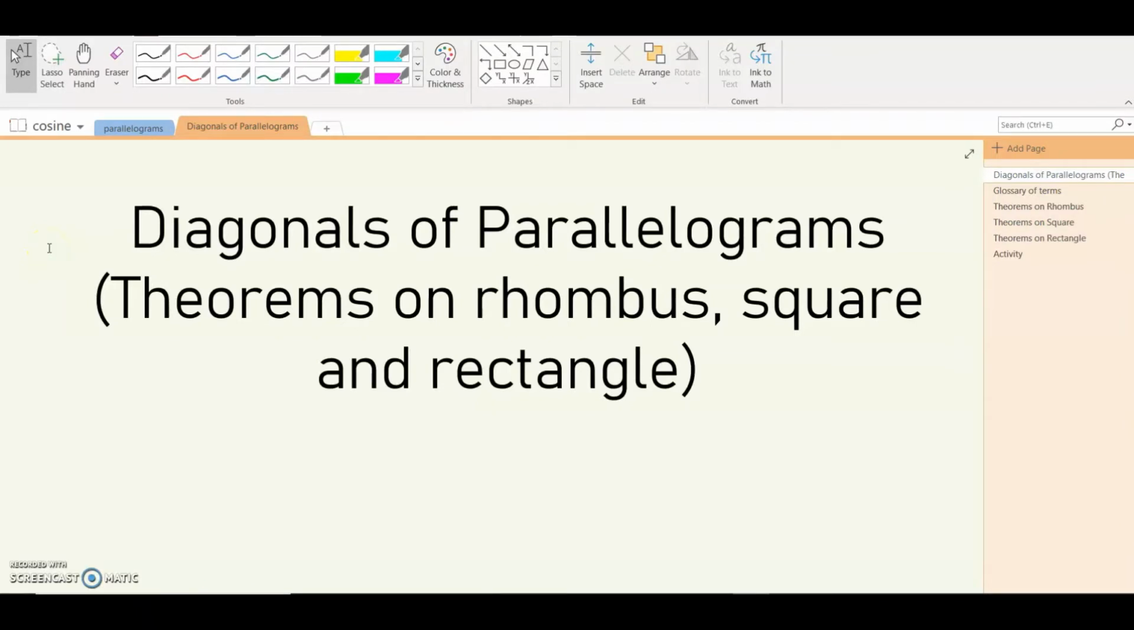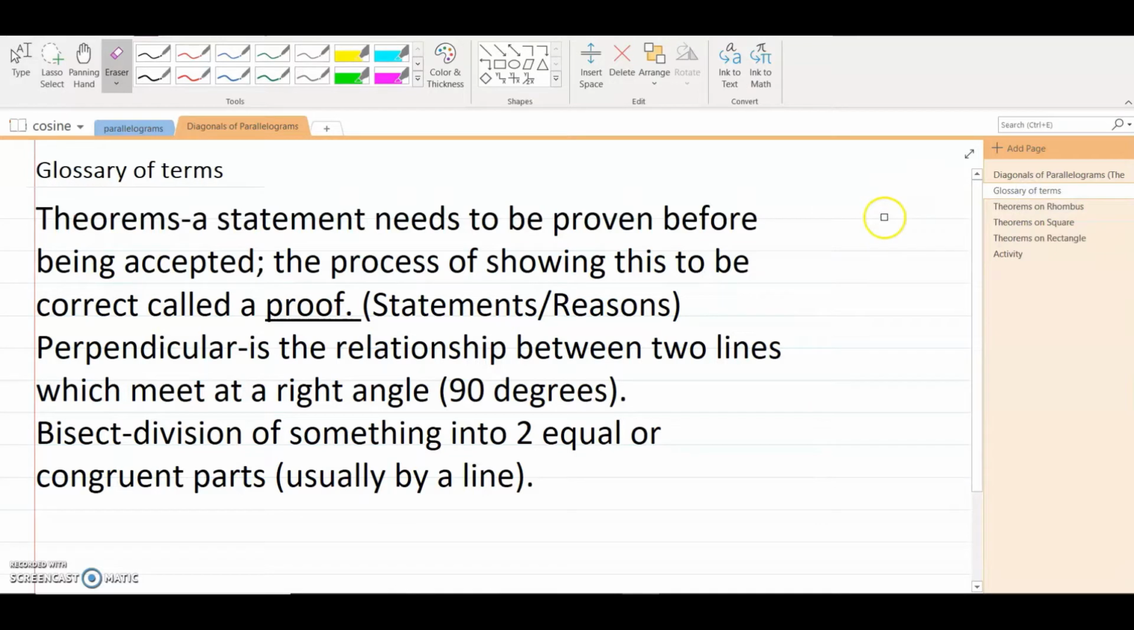So for today, we are discussing about diagonals of parallelograms. That includes theorems on rhombus, square, and rectangle. Before that, let's have first the glossary of terms.